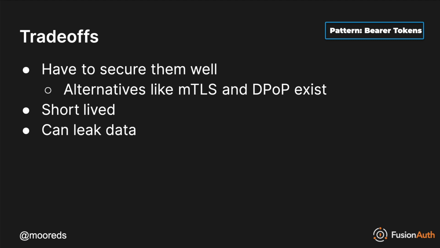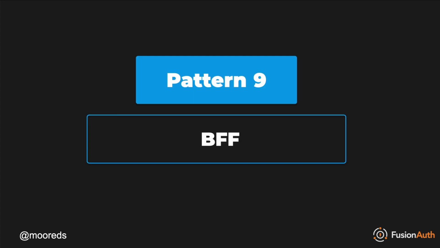And you also can have a bearer token leak data depending on what it looks like, right? If it has internal structure and is, for instance, a JSON Web Token, depending on the type of JSON Web Token you're using, an attacker may be able to look at that JSON Web Token if they get access to it and see things like a user ID or other things like that that may leak data about your internal system. The next pattern is the BFF pattern.